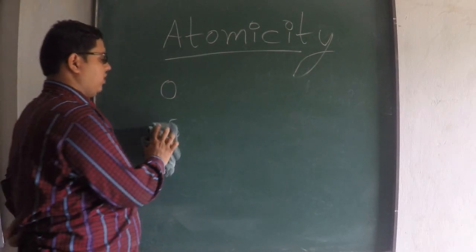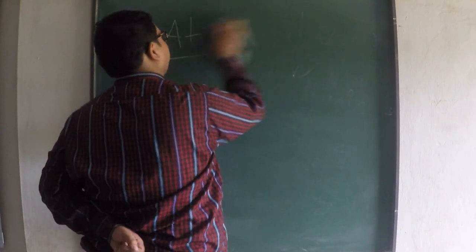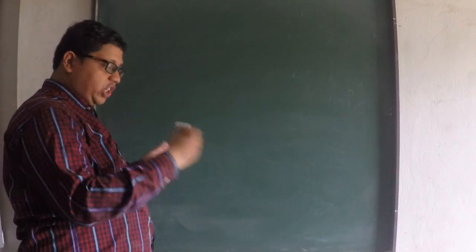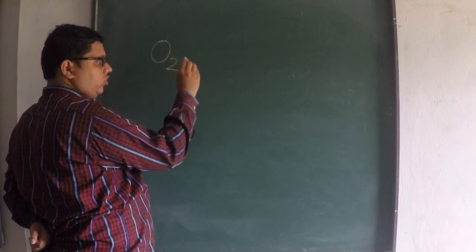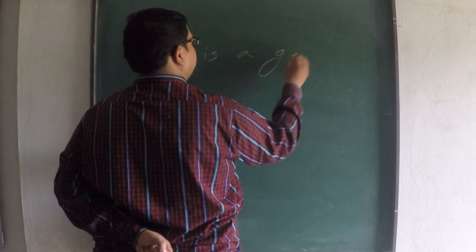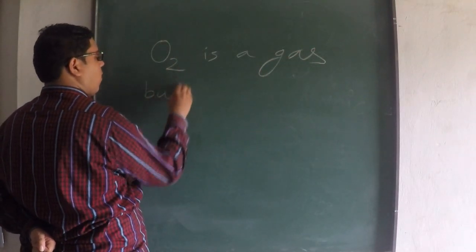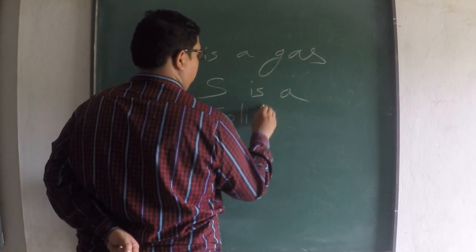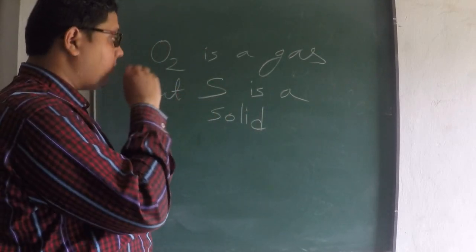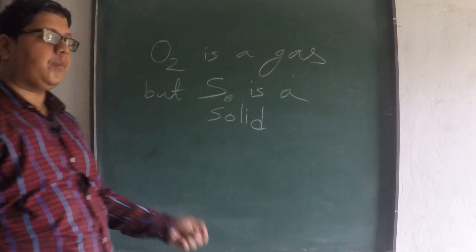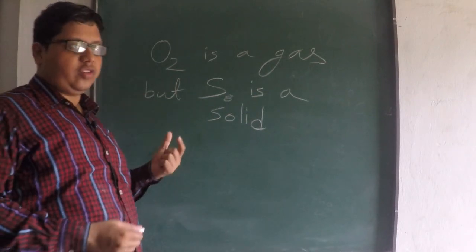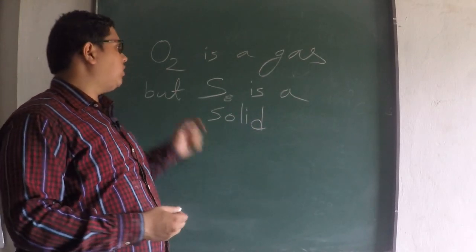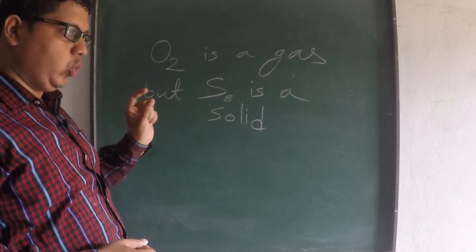So now that we have done discussing atomicity, we will discuss the next topic. There's a question that I want to discuss: O2, oxygen, is a gas at room temperature, but sulfur is a solid. Okay, sulfur is a solid. We can also write S8, sulfur is a solid. So the previous question about diatomic and octatomic can come here also. How can it be discussed here? See, the oxygen molecule O2 is very small.